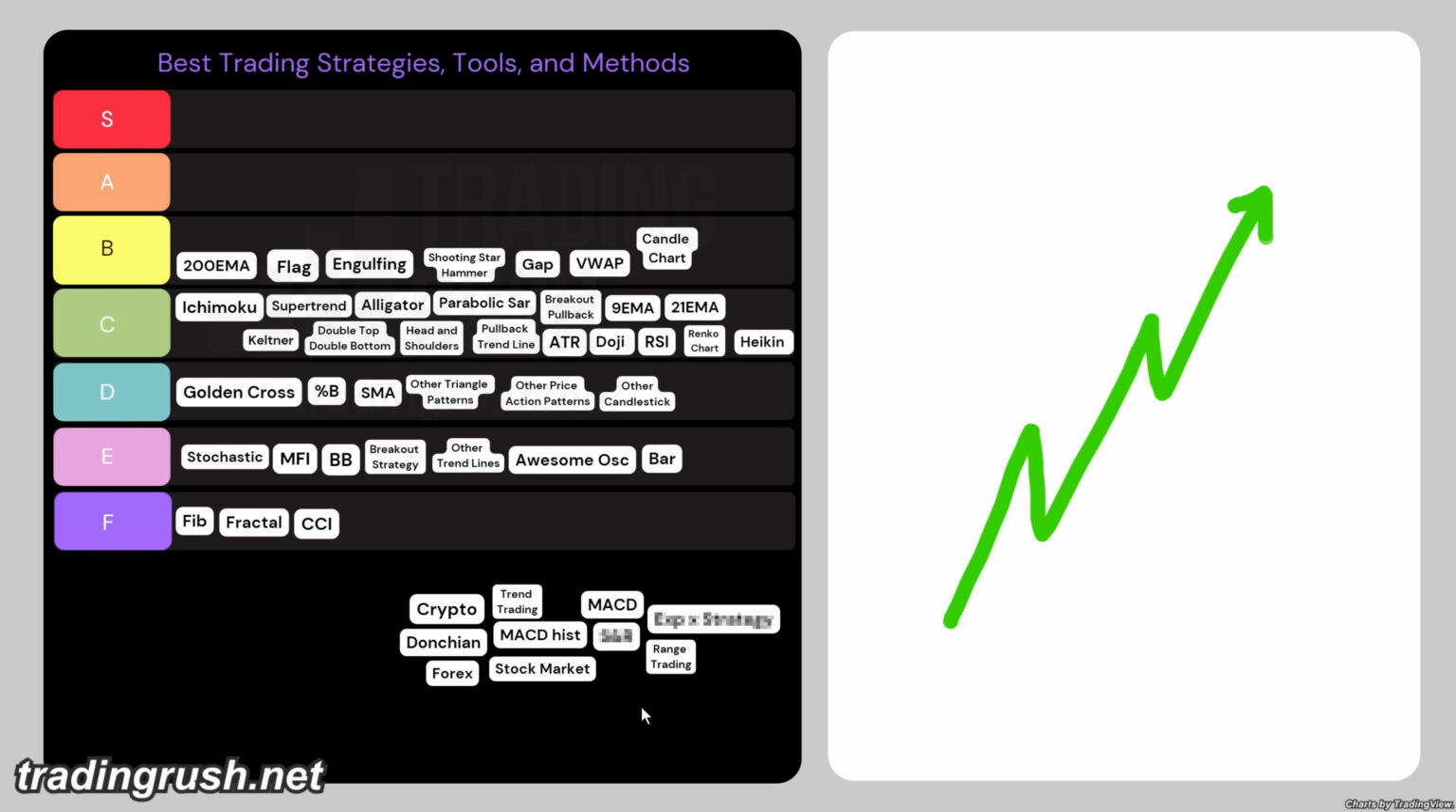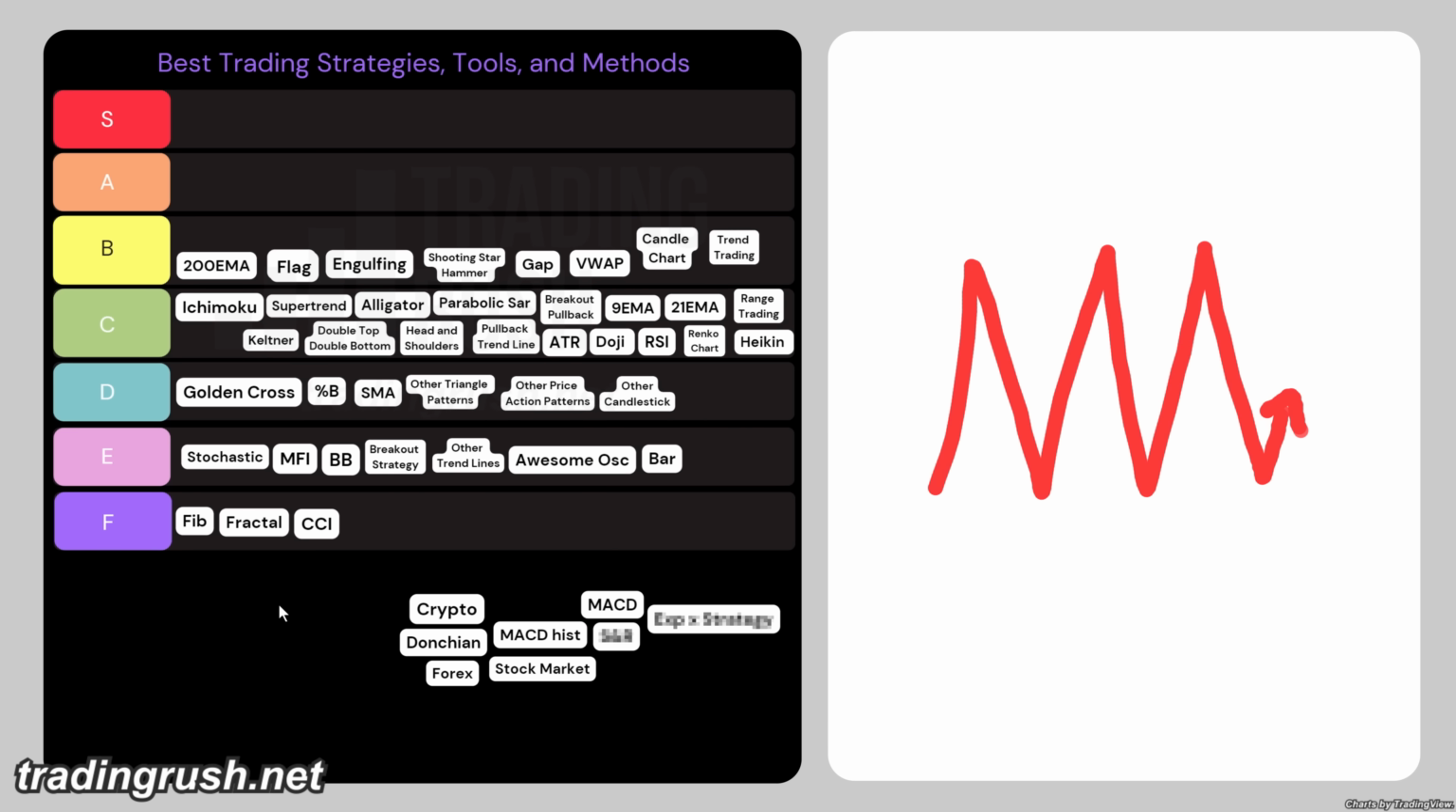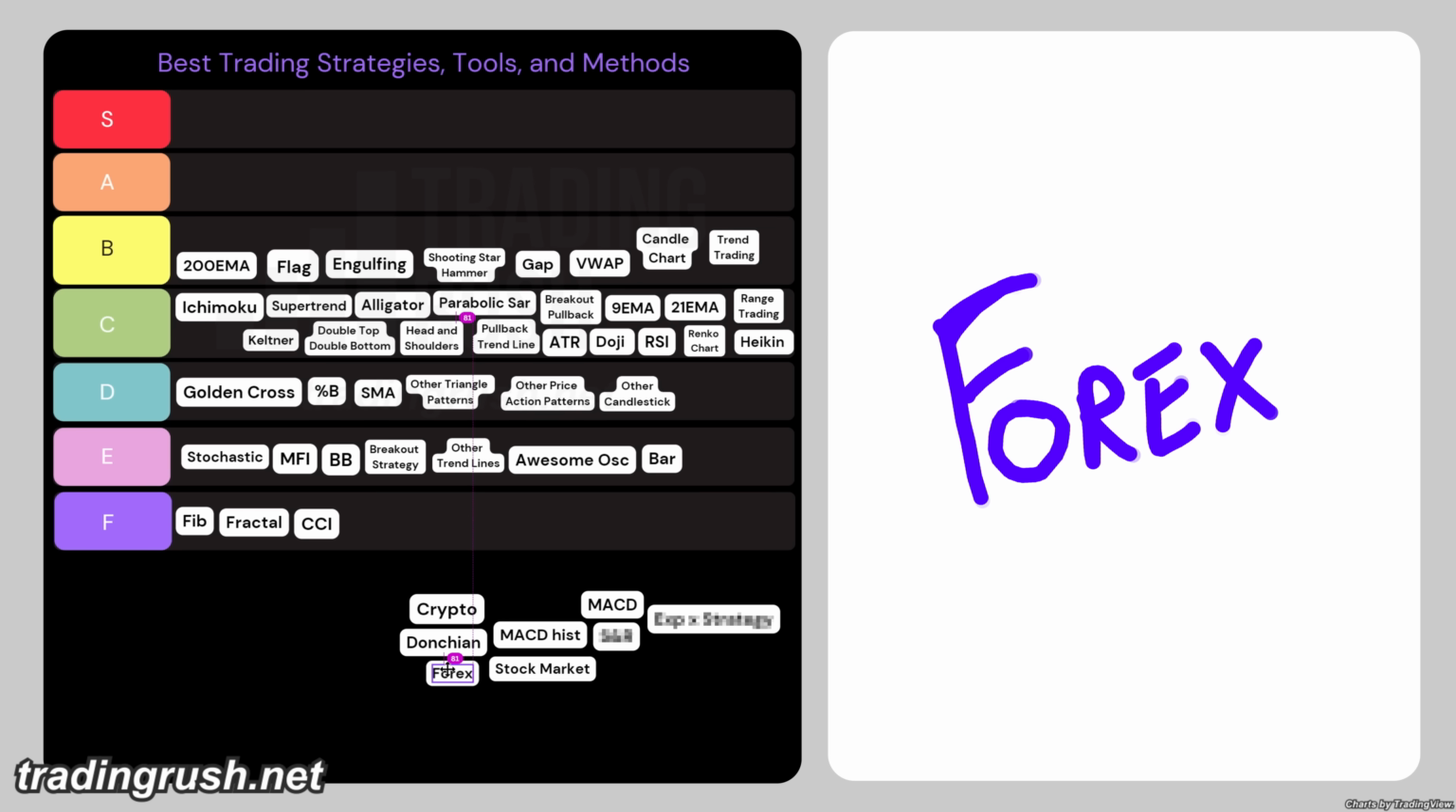Since trend strategies are where I made the most money, and since trend trading is easier than range trading, I would put trend trading in B tier and range trading in C tier. The next one on the list is market types. I would put Forex market in the C tier.